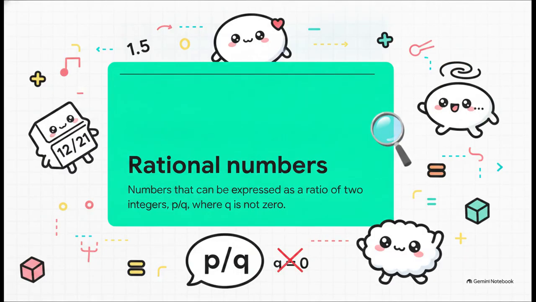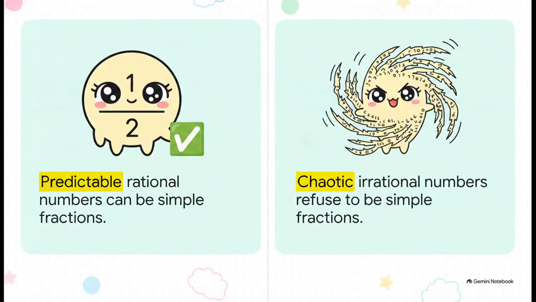Okay, now here is where we finally break the spaces between those whole steps. We've arrived at rational numbers. A rational number is basically any number that can be neatly expressed as a fraction, a ratio of two integers, which we usually call p over q, as long as q is not 0. So this includes fractions like 12 over 21. But importantly, it also includes decimals. Specifically decimals that either neatly terminate, like 1.5, or predictably repeat forever, like 0.333, which, as we know, is just 1/3.